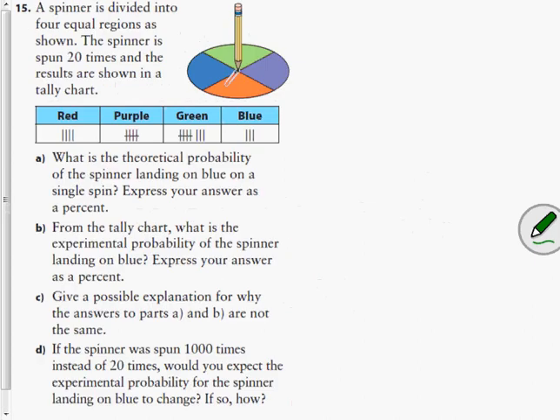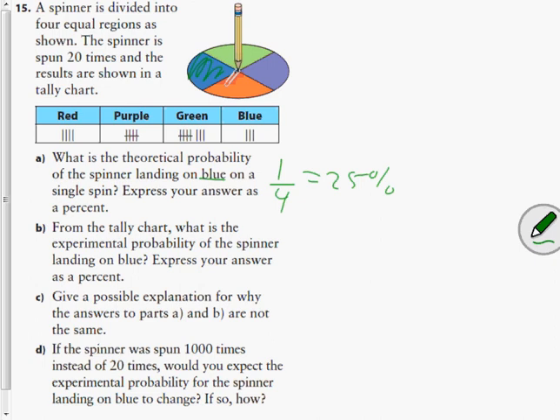And question 15, your last question, says a spinner is divided into 4 equal regions as shown. It says, what is the theoretical probability that the spinner will land on blue on a single spin? Since this blue makes up a quarter of the spinner, your probability is 1 chance out of 4, or a 25% probability that you will get blue.